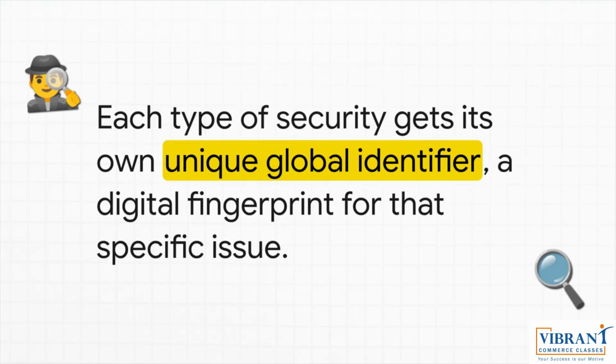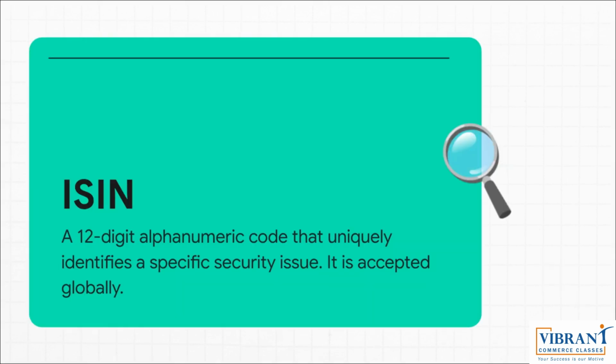So while individual shares of the same company are interchangeable, each type of security, like say their main equity shares versus a specific batch of bonds, gets its very own unique global ID. You can think of it like a digital fingerprint for that specific security. And that fingerprint has a name. It's called the ISIN, which stands for International Securities Identification Number. It's a 12-character code, and it's recognized all over the world. Here in India, the power to assign these ISINs to companies is handled by NSDL.